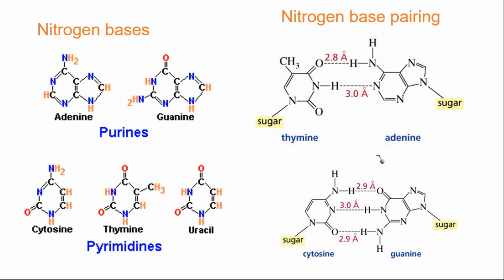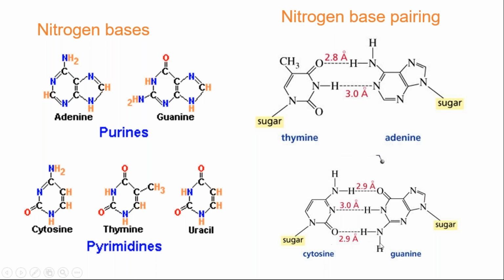So how does this happen? If you look on the right-hand side over here, it is mainly due to the hydrogen bonding between the bases, that is the bases of the nucleotides, there will be hydrogen bonding. So between adenine and thymine, you see there are 2 hydrogen bonds.